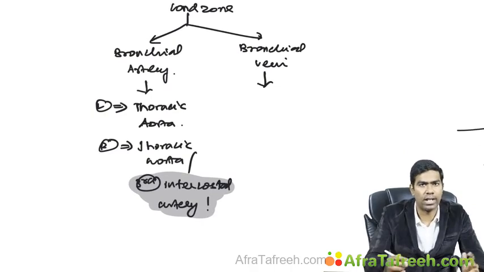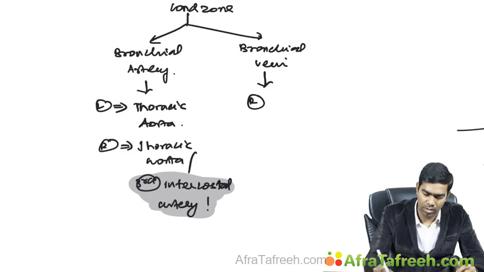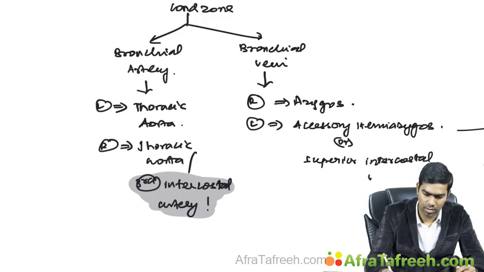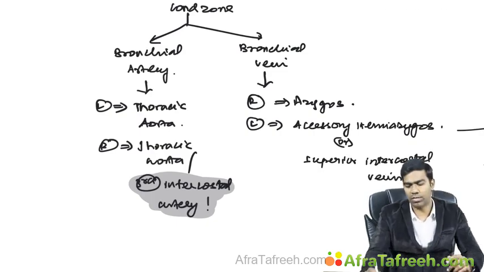Bronchial vein. What is the drainage of the bronchial vein? On the right side, obviously they are going to drain into the azygos. There is no doubt about that. On the left side, they are going to drain into another system called the accessory hemiazygos, or it can drain into the superior intercostal vein. So these are some of the important vascular supply details.